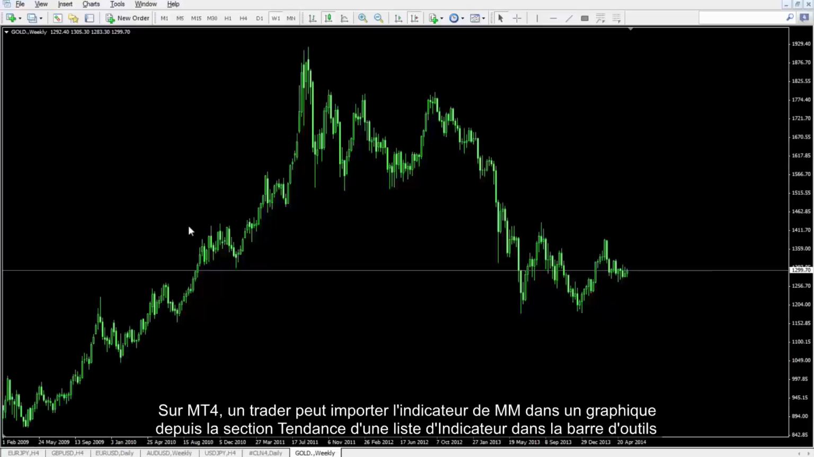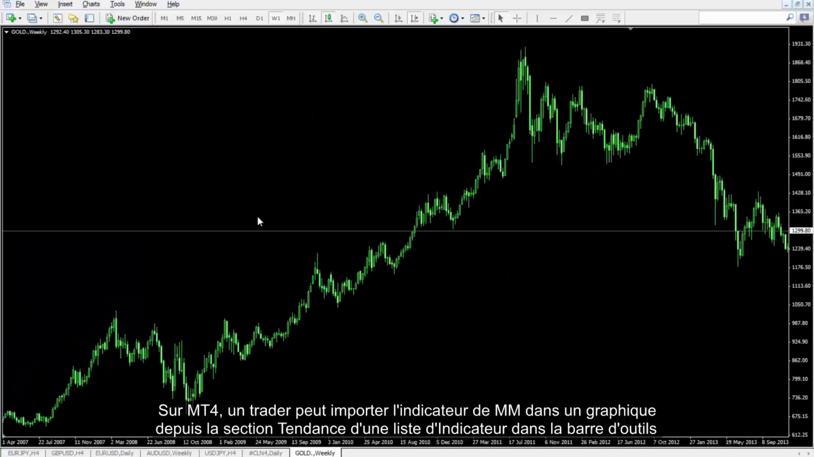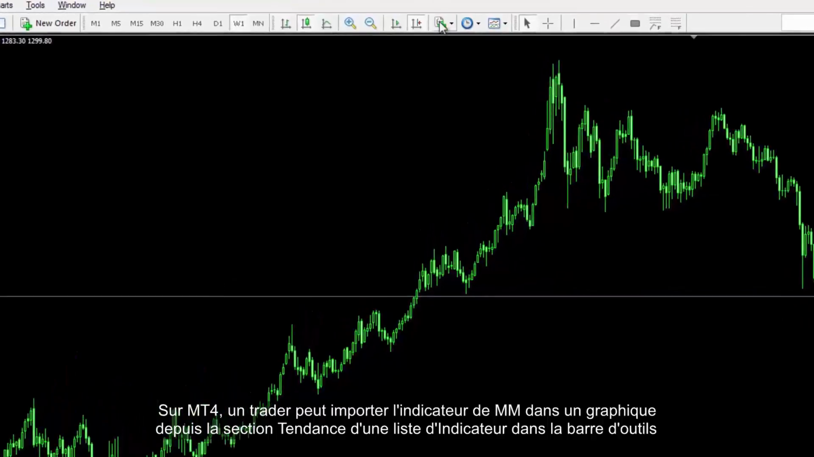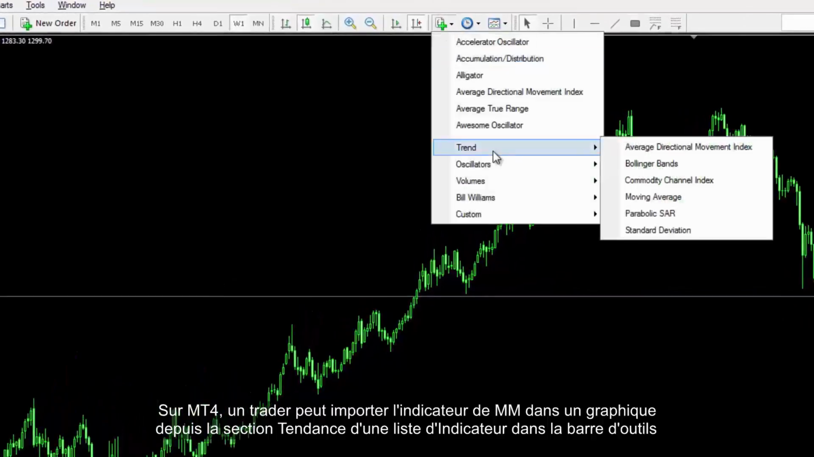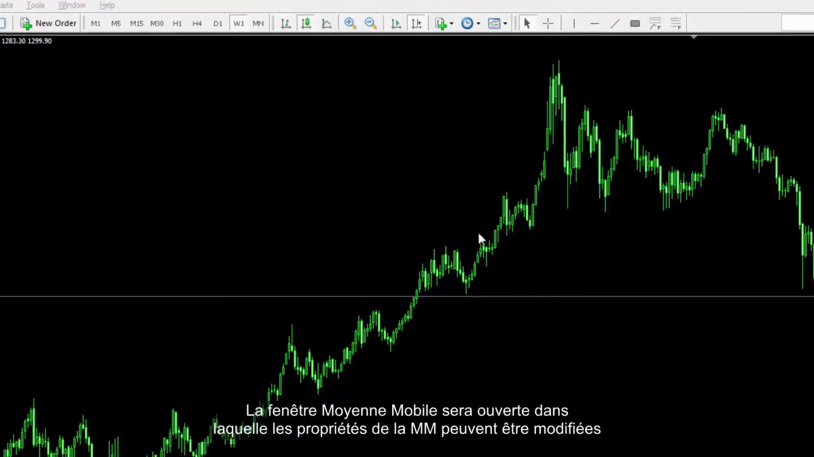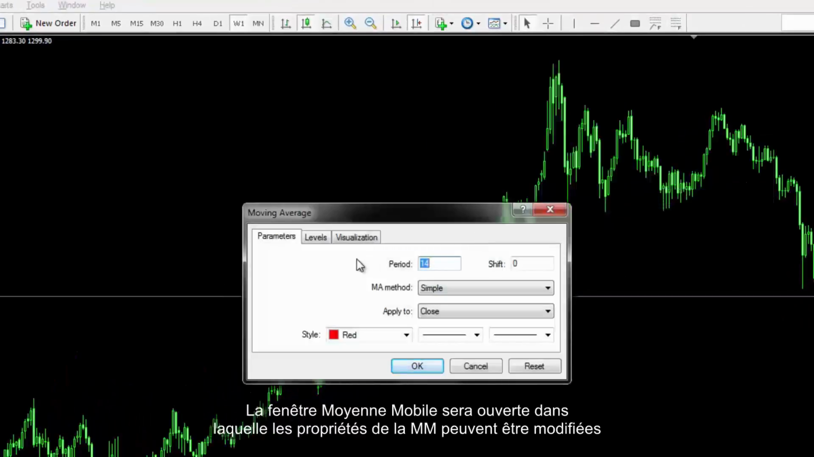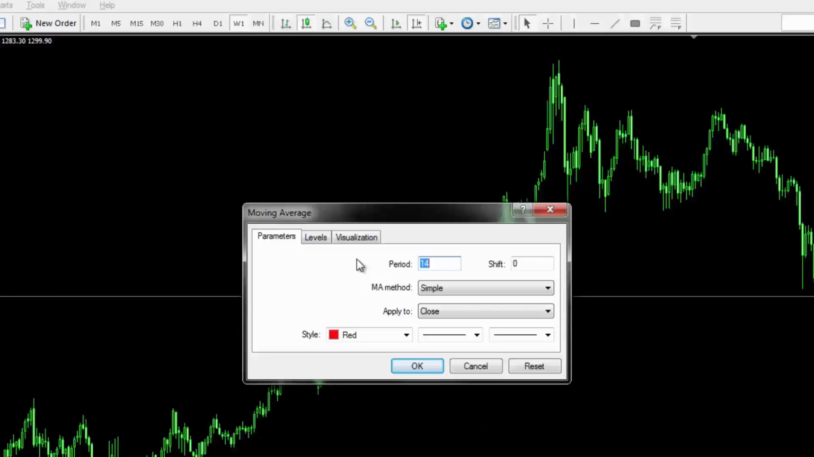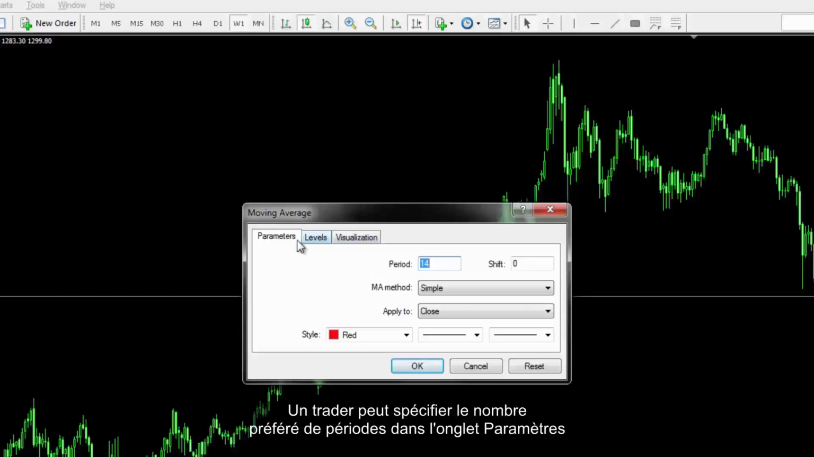On MetaTrader 4, a trader can import the MA indicator into the desired chart from the trend section of the indicator list in the top toolbar. The moving average window will be opened, in which MA properties can be modified. A trader can specify the preferred number of periods in the Parameters tab.